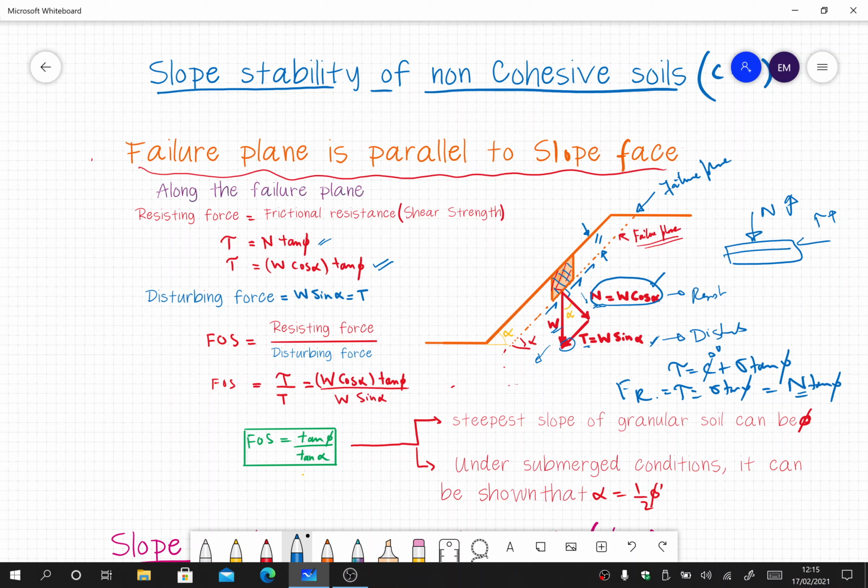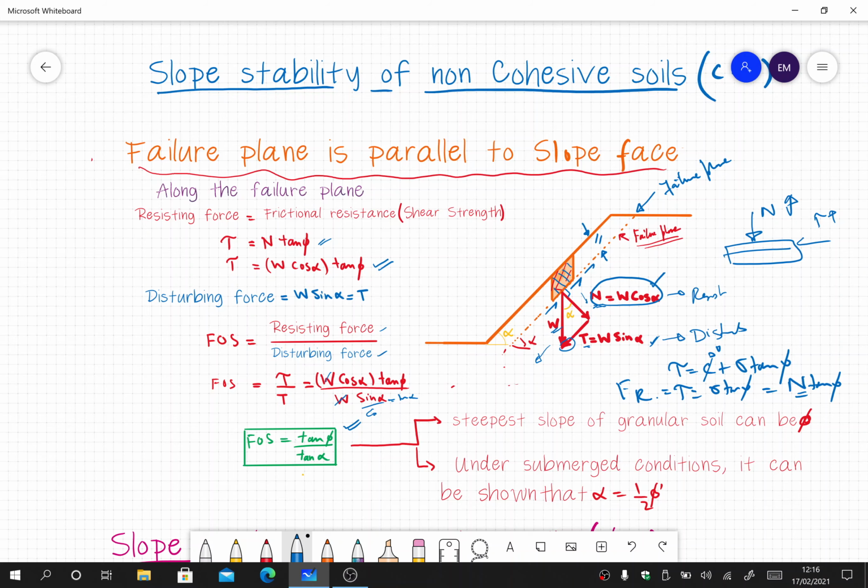Now the factor of safety is the resisting force over the disturbing force, so that will be the shear strength over the T value. Plug in the values, W cancels out, and we know that sine over cos is equal to tan alpha. So the equation we get is factor of safety equal to tan phi over tan alpha. This is for purely frictional soil where C is equal to 0.